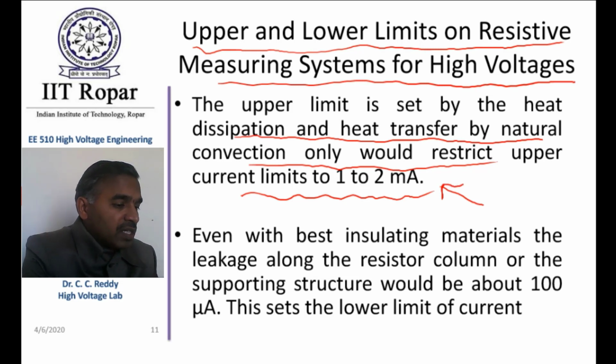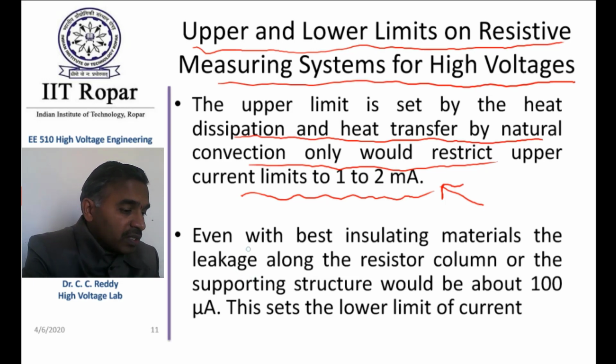This not only sets a maximum current, but also sets an upper limit on voltage, because as we increase the voltage, current is expected to increase for a given resistance value. Therefore, this sets the upper limit on voltage and upper limit on current, and a lower limit on the resistance value. That's what it is.